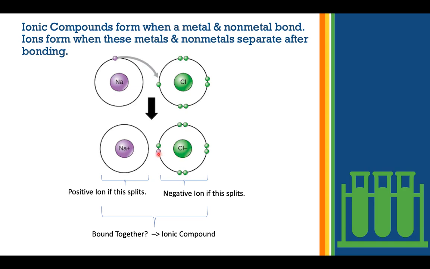So because there was one electron transfer, this is a sodium +1. This is a chlorine -1 charge. So again, later on you will see charges that are associated in superscripts with numbers, but because this is a single electron transfer, it's only a plus and a minus sign. There's no number associated.